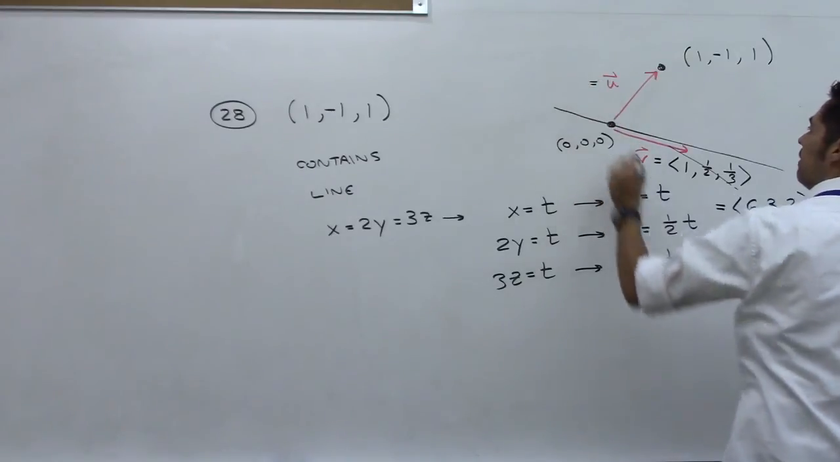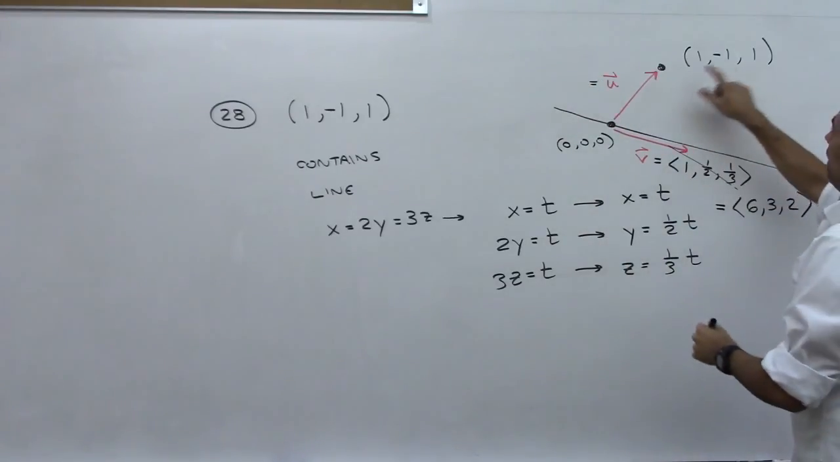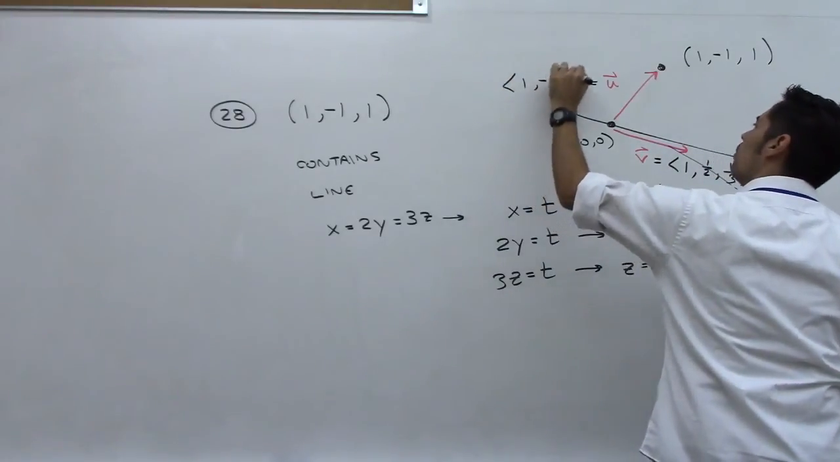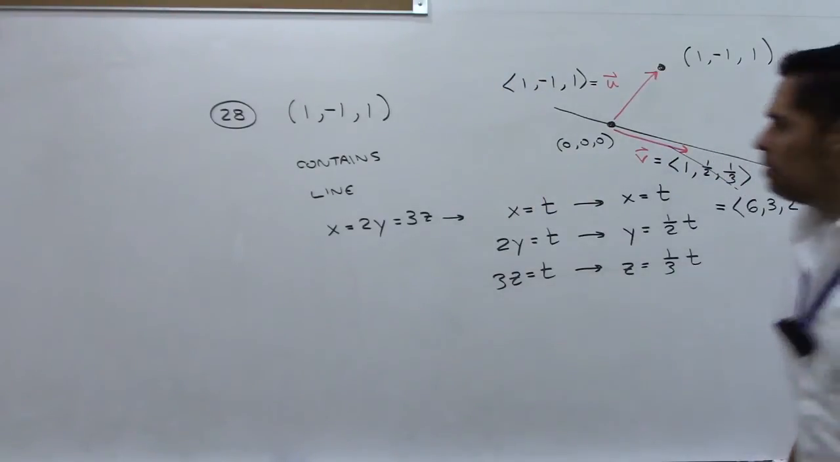What is u going to be? u is going to be the vector from here to here. Well, that's all these minus 0, so that's just 1, -1, 1. All right.